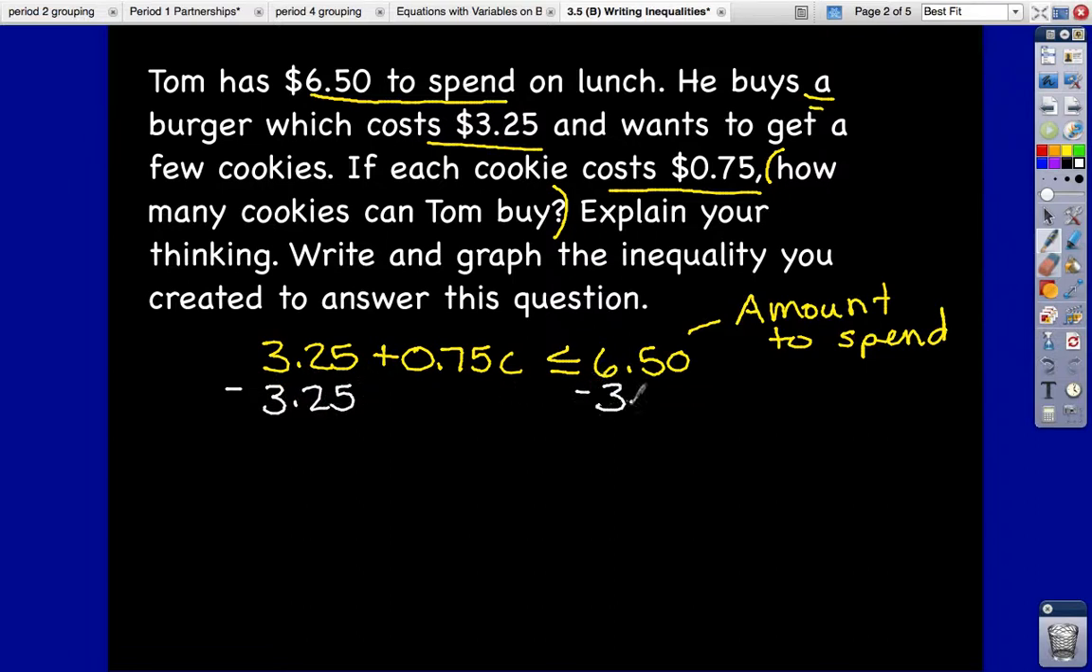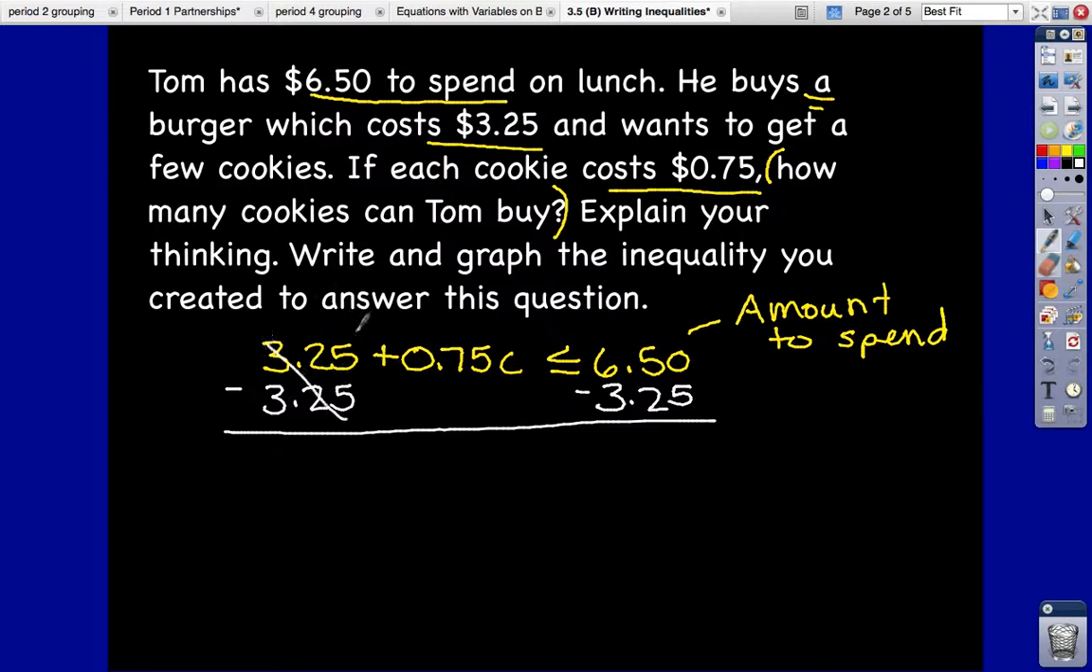And some of you may not have even thought to do an inequality because you may have just thought this through in your own mind. Oh, okay, if he has $6.50 and he buys one burger, let's just subtract that and see how much money he has left. Well, that's really all we're doing here. I just set up an inequality to help me do that.